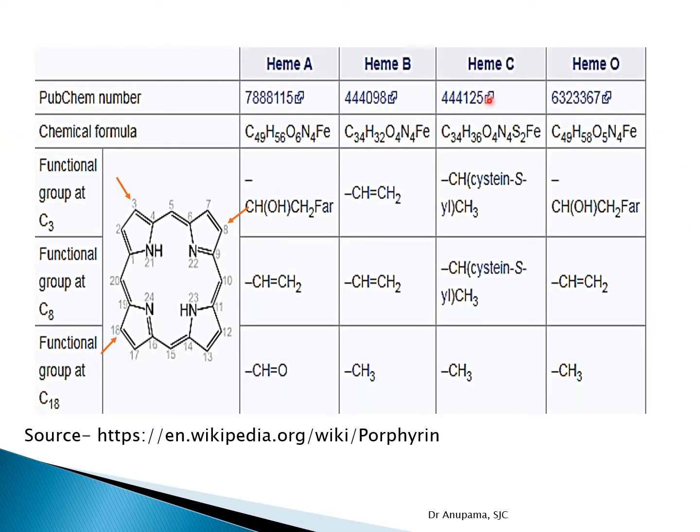Here is a table showing various forms of heme: heme A, heme B, heme C and heme D. Their molecular formula is written here, and then the functional groups present at C3, C8 as well as C18 are written here. You have methyl, vinyl, formyl substitutions as well as cysteine substitutions in the case of heme C. So we have various derivatives, various side chains attached over here, thereby making the heme exist in 4 different forms: heme A, heme B, heme C and heme D.